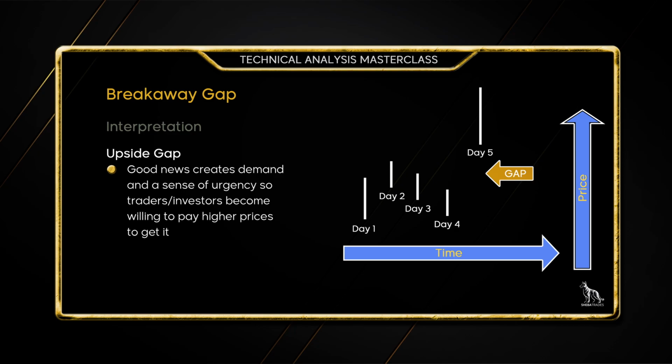And because of that, they're willing to pay higher prices for that stock or security at the start of the day. And that's what helped create this big upside gap. Another way of looking at a breakaway gap, of course, is a downside gap.